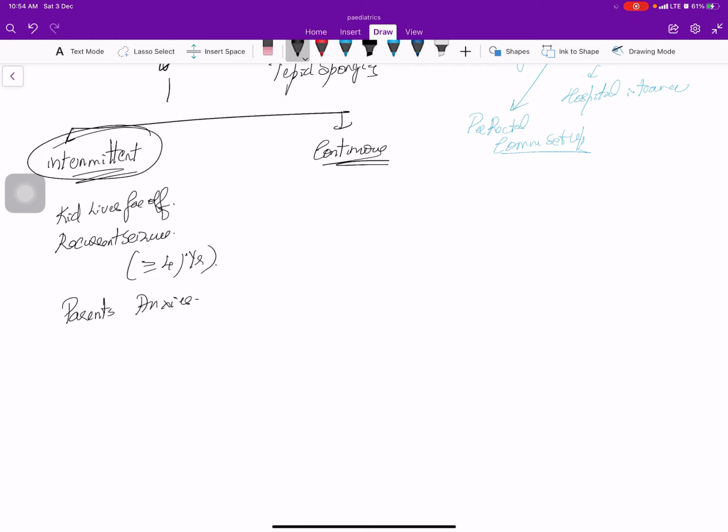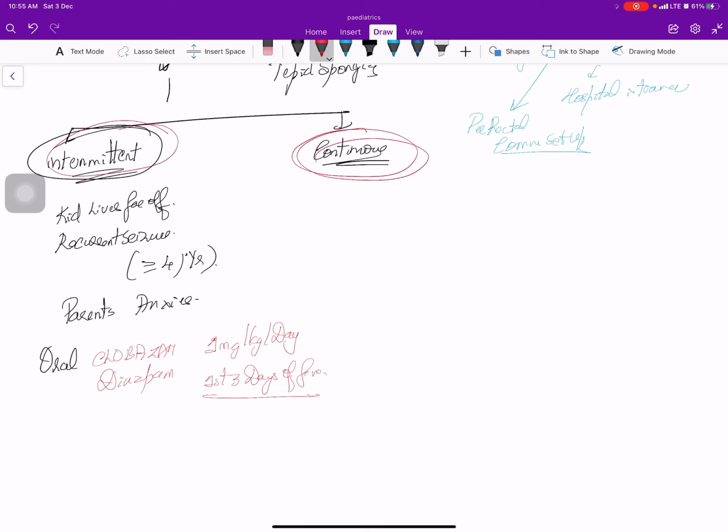What we're going to give is oral clobazam or diazepam. How much? Same. 1 milligram per kg per day, for the first 3 days of fever. Okay, so this finishes up intermittent.